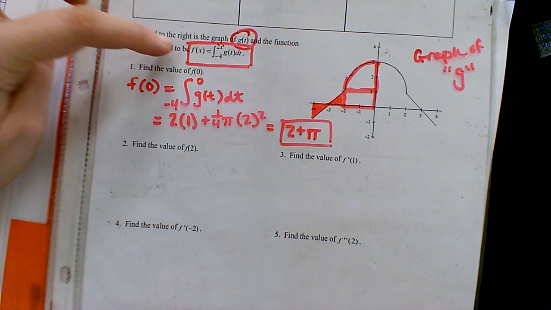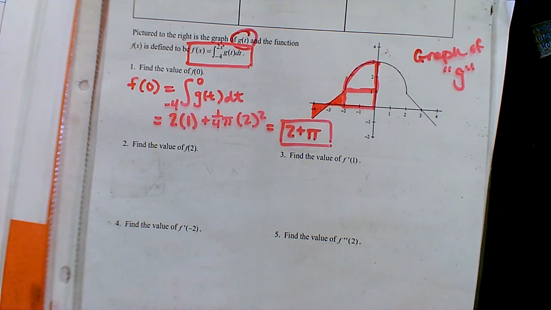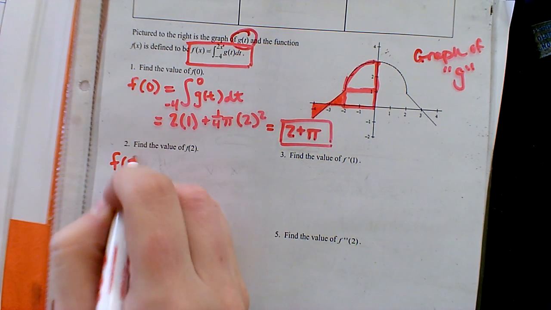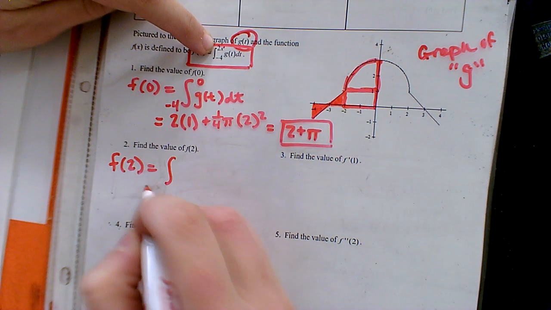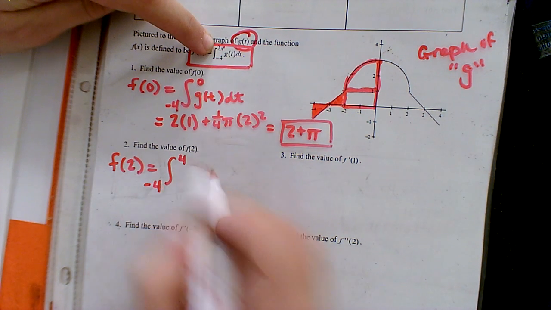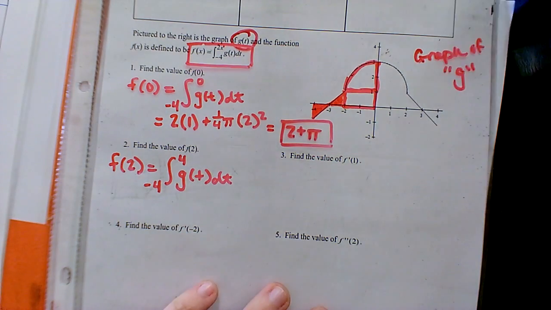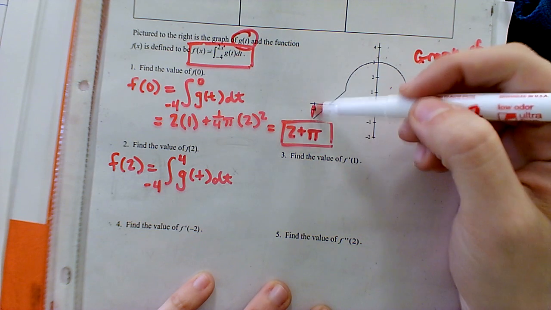All right, so it seems like the regular f equation is just representing the area under the g graph. Let's try something similar. Okay, this time we'll plug in 2. So if I plug in 2 for x, in that bound, I'm now going to need an integral from -4 to 4. So basically that's the area of my whole shape.